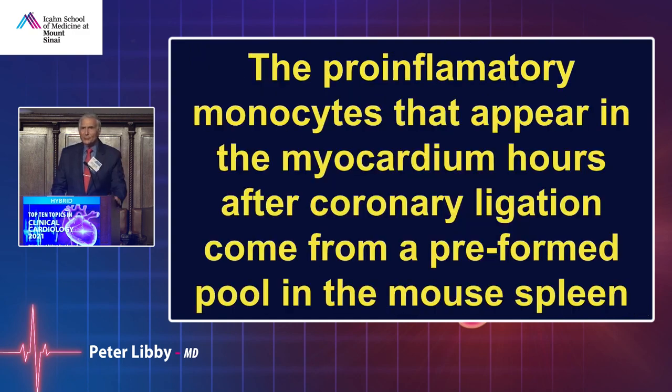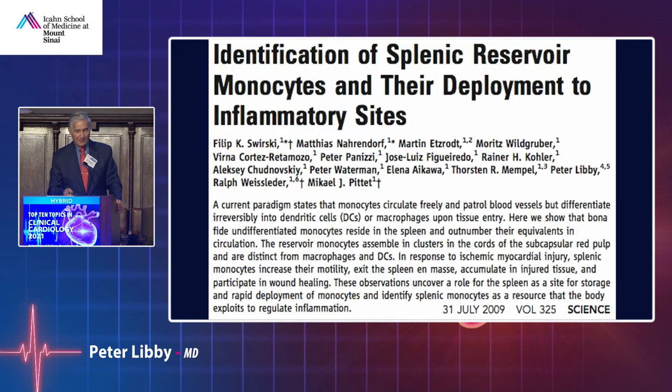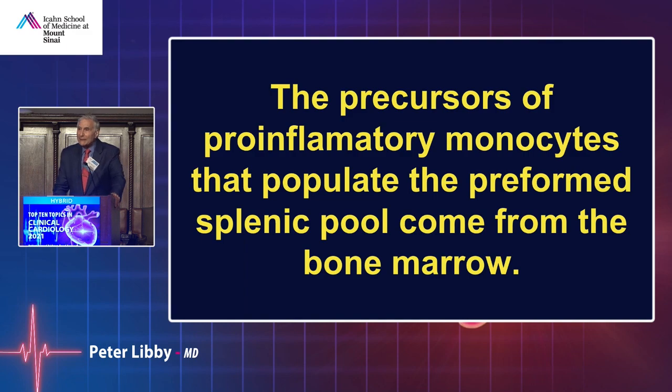I'm going to quickly go through some brilliant detective work that was led by Phil and Matthias, that the pro-inflammatory monocytes that show up in the myocardium a few hours after coronary ligation actually come, in the mouse, from a preformed pool of pro-inflammatory monocytes ready for emergency mobilization that live in the spleen. That was in this Science paper. And where do those splenic cells come from? They come from the bone marrow, as Dr.